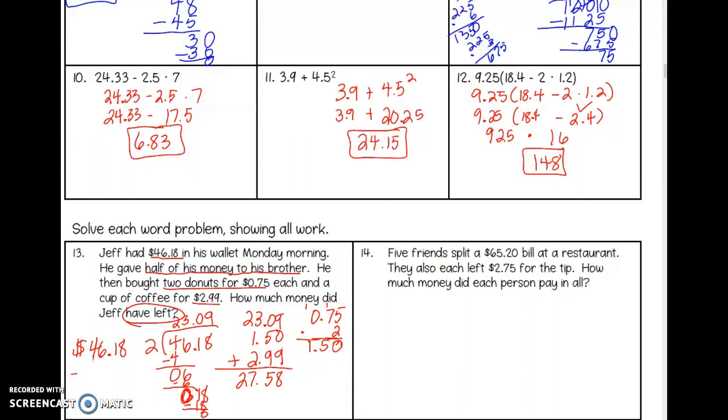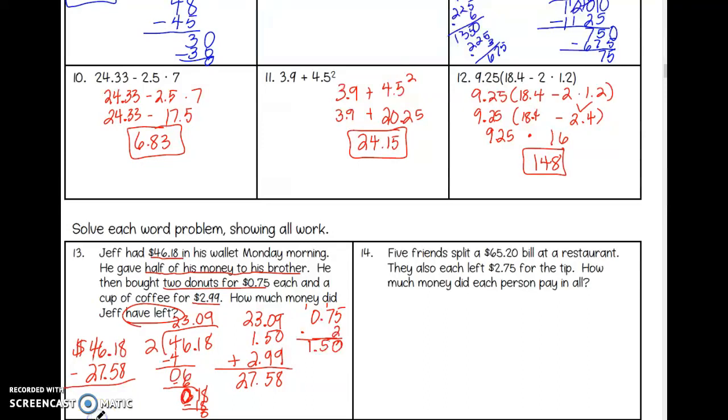Okay, so now we found out that he has spent $27.58. Is that how much money he has left? No. So I have to take how much he spent and subtract it from 46.18 to figure out how much he ends up having left. So go ahead and rewrite that and subtract it and see how much Jeff has left.